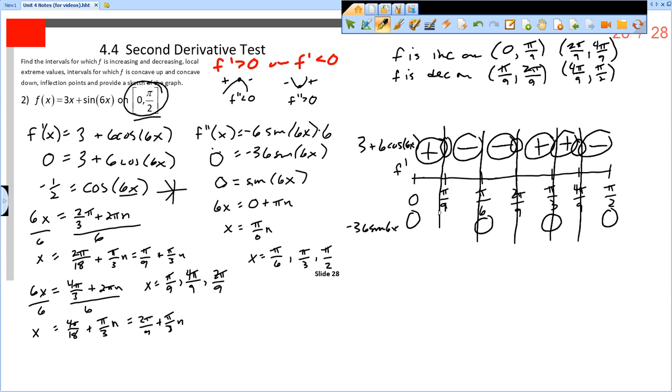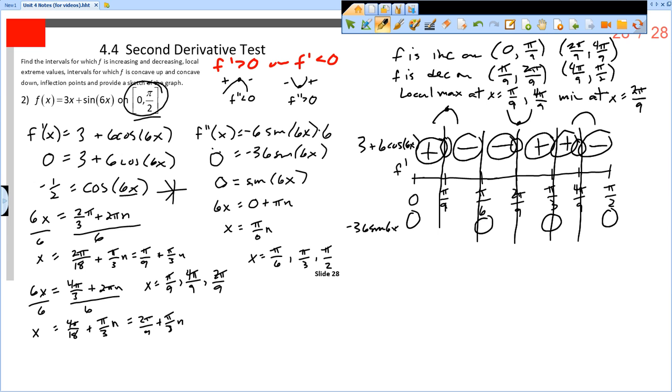Now, what's going on at pi over 9? The derivative changes from positive to negative, so that's going to be a local max. At 2 pi over 9, the derivative changes from negative to positive, so that's going to be a local minimum. And at 4 pi over 9, the derivative changes from positive to negative, so it's going to be a local max. So you can say local max at x equals pi over 9 and at 4 pi over 9, and local minimum at x equals 2 pi over 9.